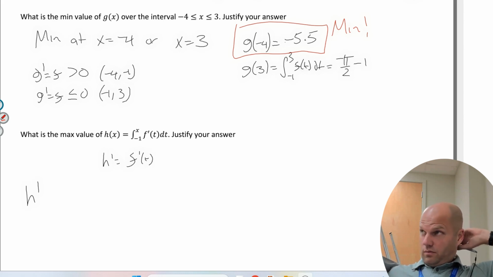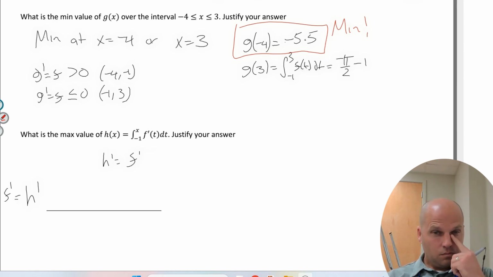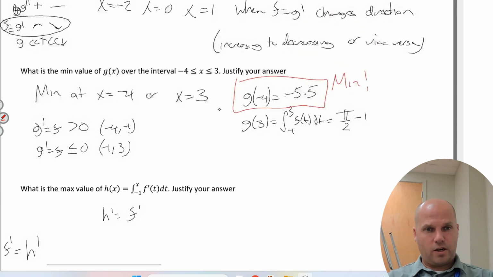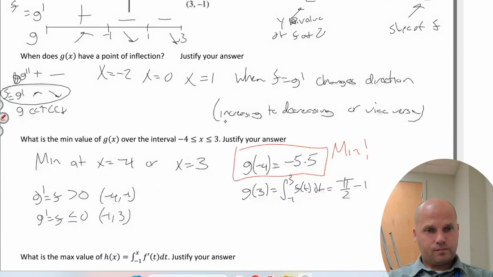Slopes of f. Okay, so let's look at the slopes of f. It's a great question. Slopes of f are positive until negative 2.